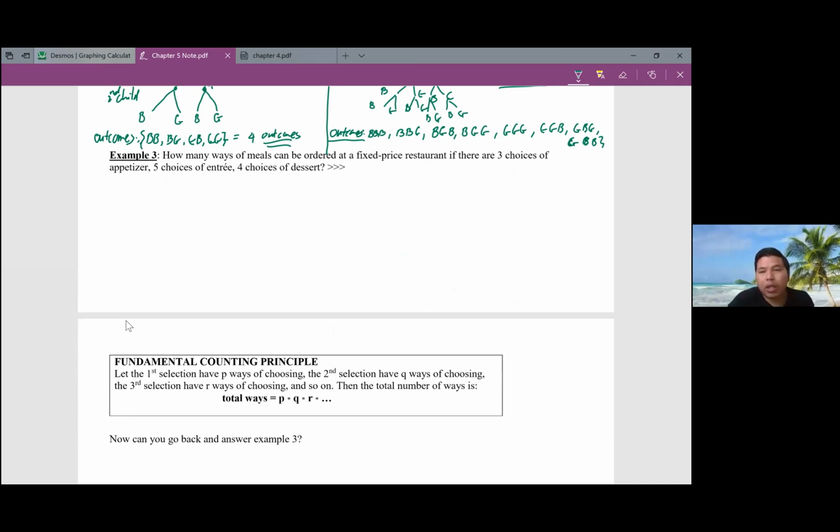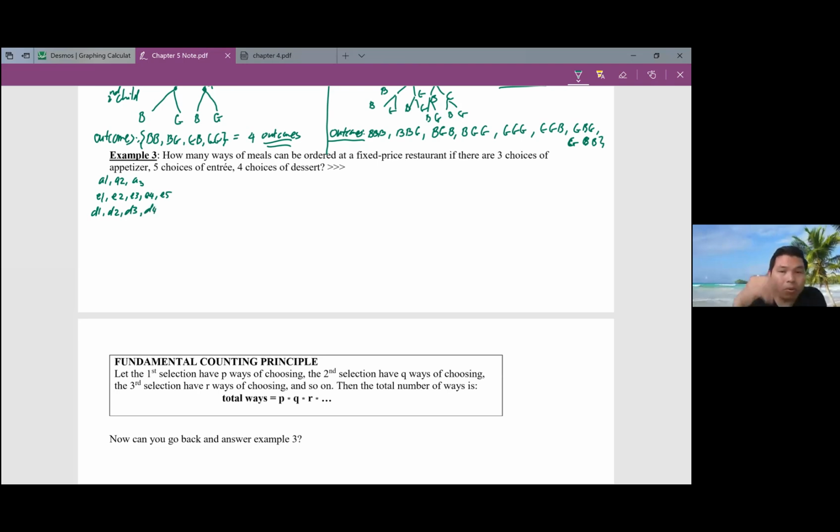If you want to list out the total outcomes, it's going to take a pretty long time. So let's try to see. Suppose I have 3 choices of appetizer: A1, A2, and A3. And I have 5 choices of entree: E1, E2, E3, E4, and E5. And I have 4 choices of dessert: D1, D2, D3, D4.